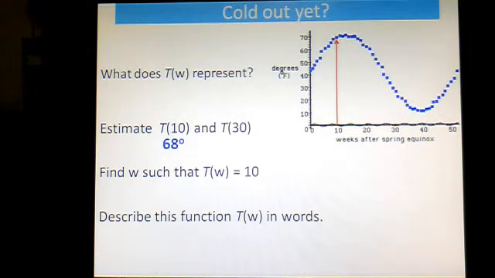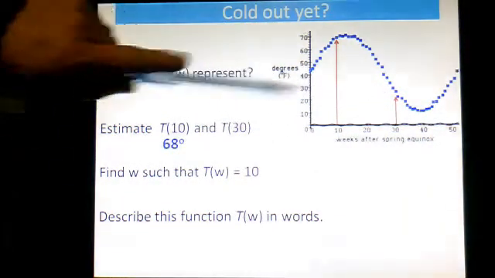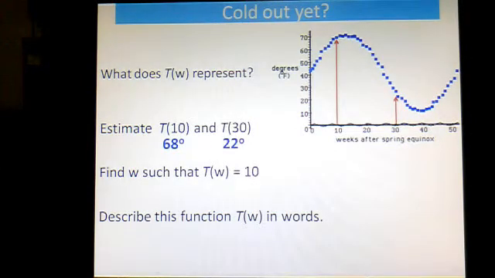Freaking cold out. Temperature at 30 weeks, somewhere over here. You maybe work your way across, somewhere between 20 and 30. I would estimate around 22 degrees. If you're off by 1 or 2, maybe you're more accurate than I am. That's okay. We're estimating this thing. See, we'll attend to precision some other time.